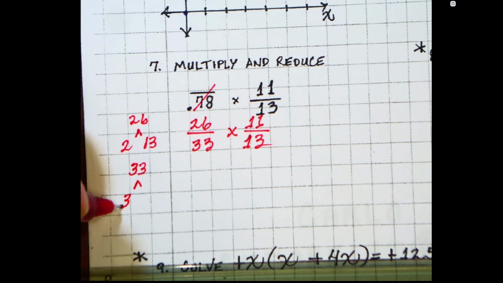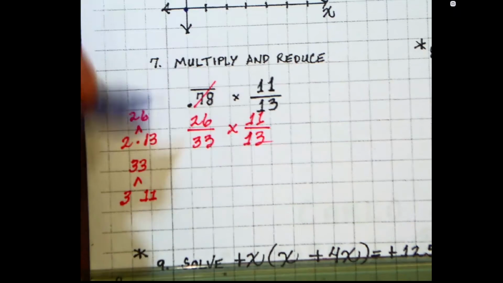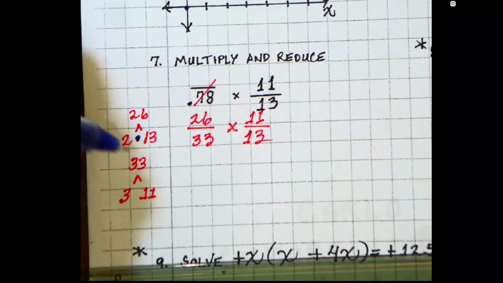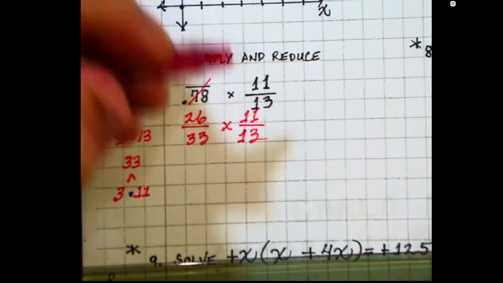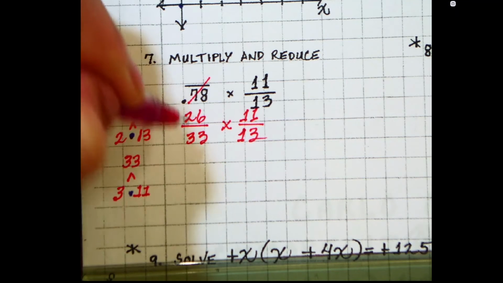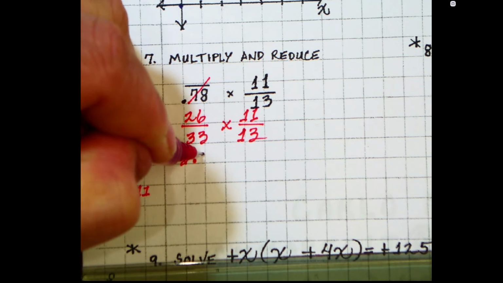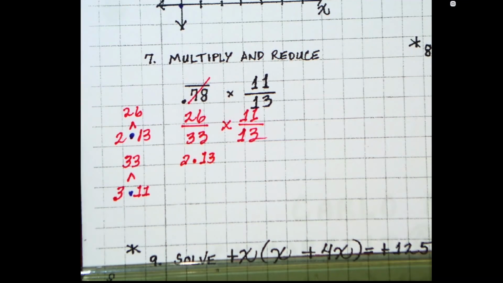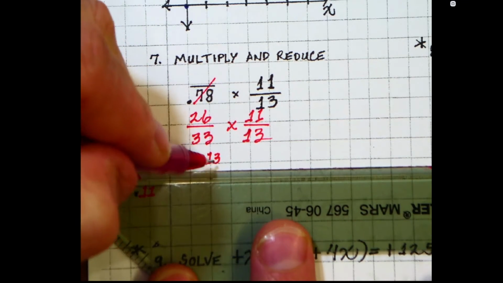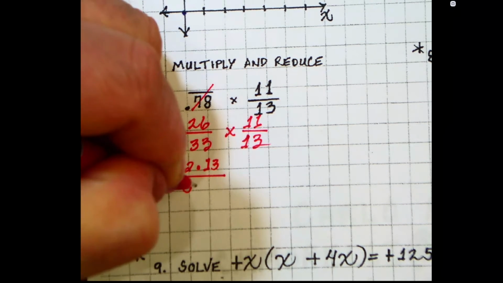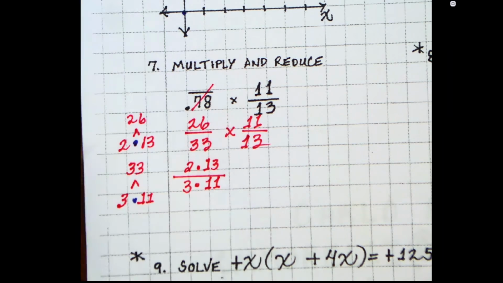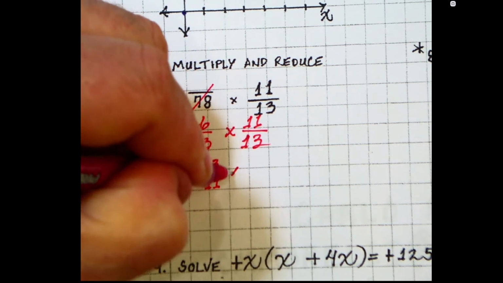So put the small number first, 3 times 11. Now, you remember that if I multiply 2 times 13, I get 26. If I multiply 3 times 11, I get 33. So here's the trick. Replace the 26 with 2 times 13. Draw you a bigger fraction bar. Replace the 33 with 3 times 11. Now put times 11 over 13, because we didn't touch that one.